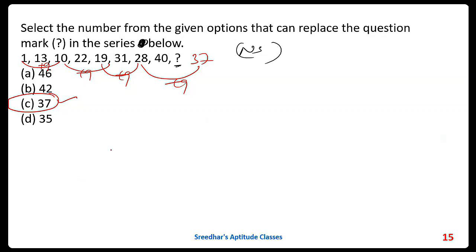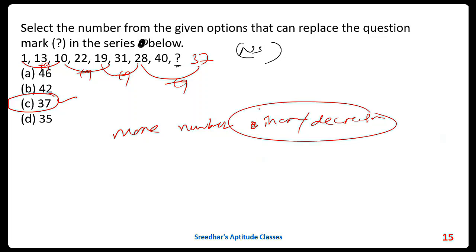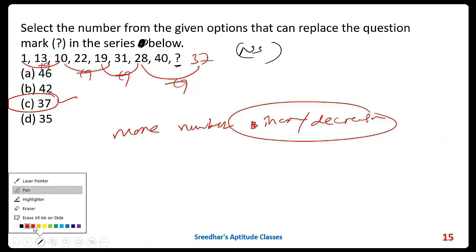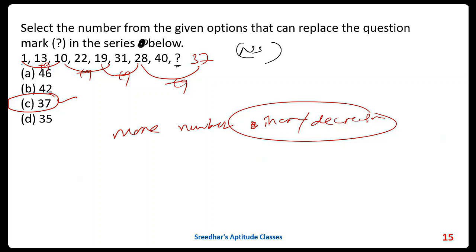Let me tell you, whenever you see more numbers in the series with a zigzag property like increasing, decreasing, then always go for alternate numbers. If you go for alternate numbers, then you will get the logic here. So alternate numbers differ by 9. Therefore, the next number in the series is 37. Yes. Okay. Next question.